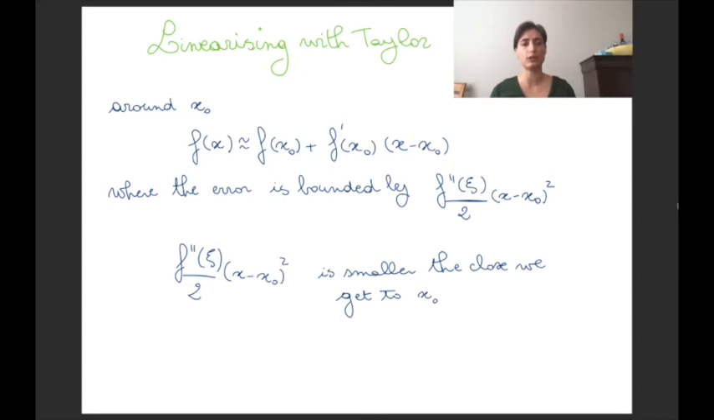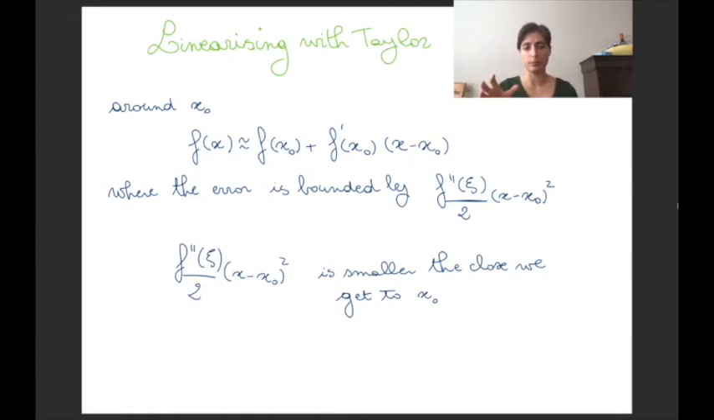So let's go to the second part of this video, linearization with Taylor series. Around the point x0 that we have chosen, we can say that f of x can be approximated by f computed at x0 plus a linearization: the first derivative computed at x0 times the distance between x and x0, where the error is bounded by the remainder theorem: the second derivative of f computed at xi, where xi is between x and x0, divided by 2, times x minus x0 squared.